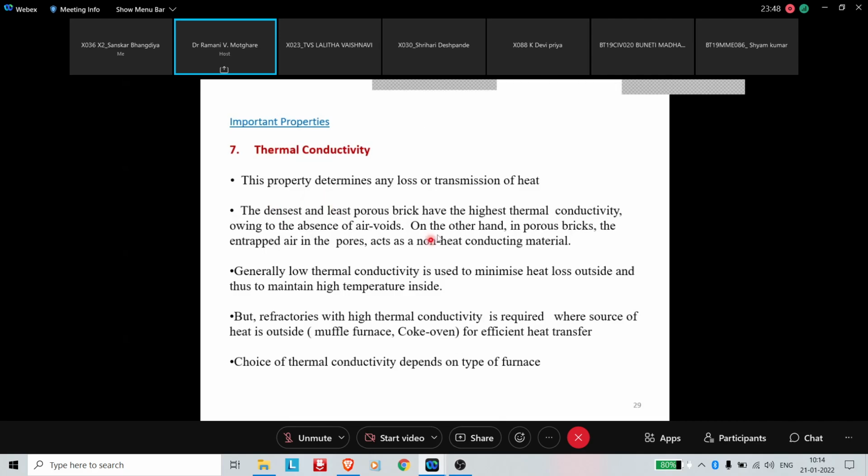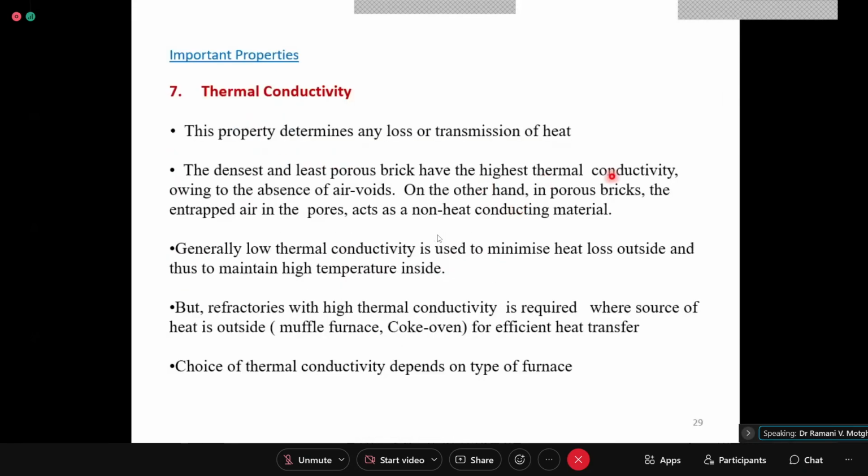Thermal conductivity determines any loss or transmission of heat. The densest and the least porous brick have the highest thermal conductivity owing to the absence of air voids. On the other hand, in porous bricks, the entrapped air in the pores acts as a non-heat conducting material. Generally, low thermal conductivity is used to minimize heat loss outside and thus to maintain high temperature inside. Refractories with high thermal conductivity are required where the source of heat is outside, like a muffle furnace or coke oven, for efficient heat transfer. Choice of thermal conductivity depends on the type of furnace.